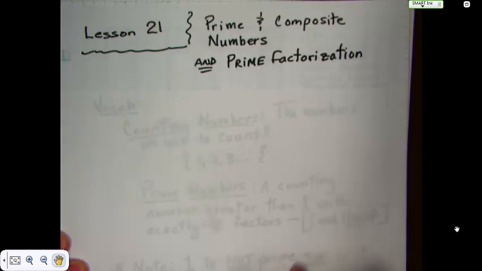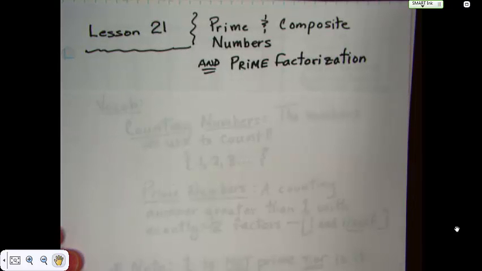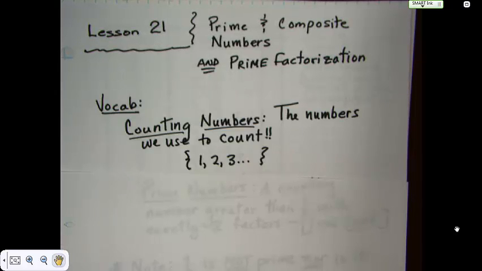And lesson 21 involves prime and composite numbers and prime factorization. First vocabulary is counting numbers. Counting numbers are the numbers that we use to count. We don't use 0 to count. I wouldn't count the desks in my room 0, 1, 2, 3, 4, 5, because that means that one desk would be a 0, and that doesn't make sense. And it doesn't make sense when you're counting people either.